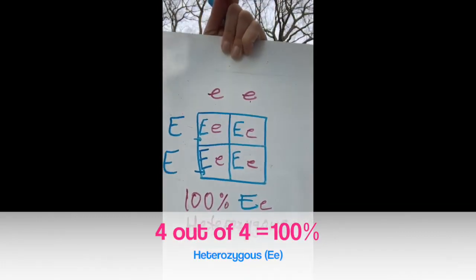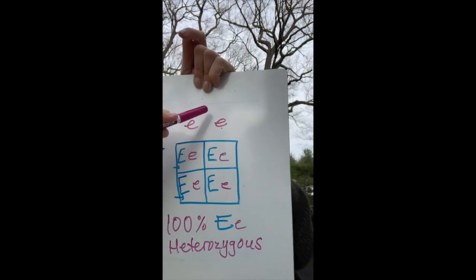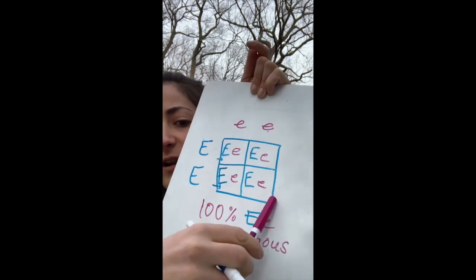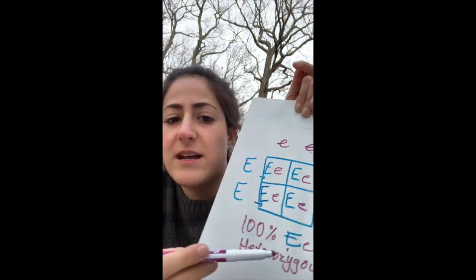Okay, check it out. So, if you crossed a homozygous dominant with a homozygous recessive, all of the offspring are going to end up heterozygous. And they will look dominant, because remember, they have that loud E. So they're going to end up looking dominant, but they all carry that recessive trait.